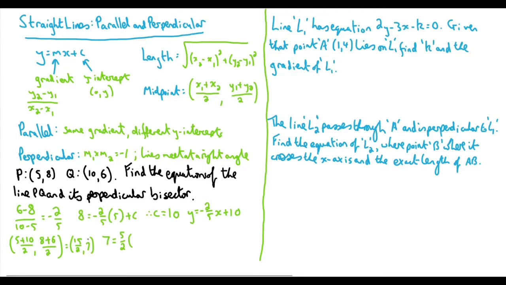Then this gradient is times by your x coordinate of 15 over 2, and you have a plus c. So here what we're going to have is c is going to be 7 minus this together. So 5 times 15 is going to be 75, and 2 times 2 is going to be 4. So from that, we get that c is minus 47 over 4. So we could say that y equals 5 over 2x minus 47 over 4.